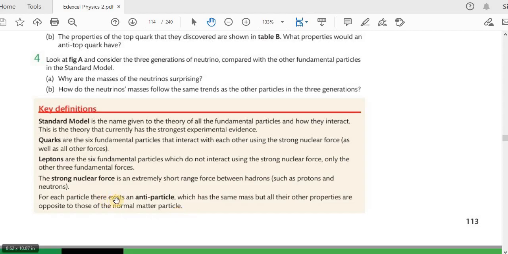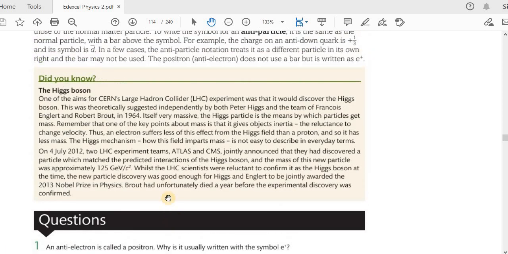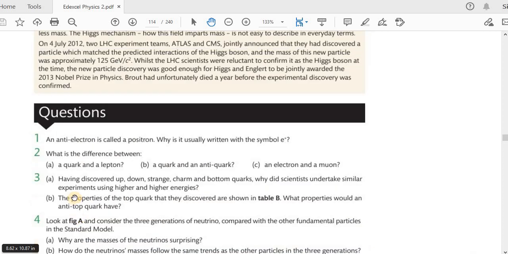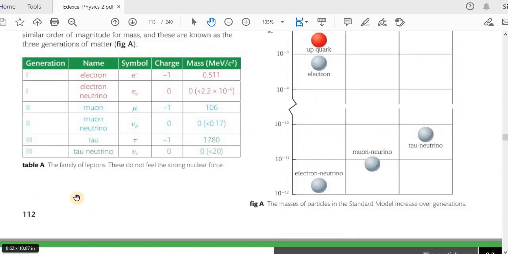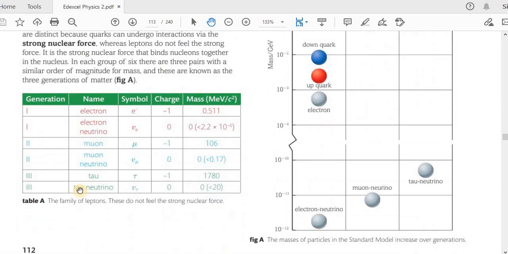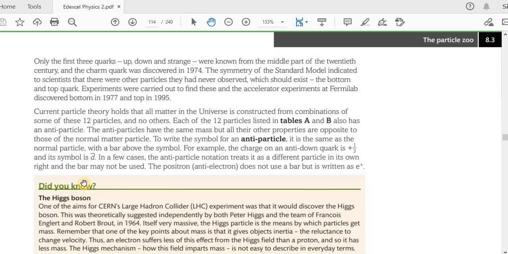So again, for each particle there exists an antiparticle which has the same mass, but all their other properties are opposite to those of the normal matter particle. Okay, so remember, all their other properties are opposite to those of the normal matter particle. All right, so these definitions are important. Now we will go back to what we were doing here. Okay, we finished this first page. Now let's go through this bit.